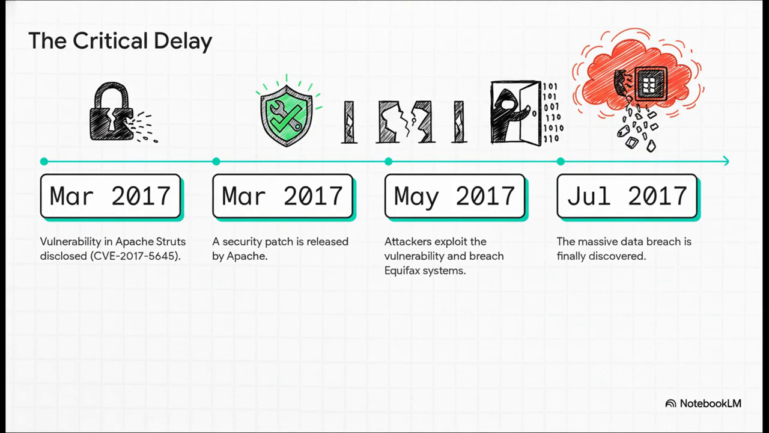And this timeline, this is where the story gets really frustrating. A huge vulnerability was discovered in a popular web framework called Apache Struts in early March 2017. And guess what? A fix was released almost immediately. But Equifax, they just failed to apply it. For over 2 months, they left a known unlocked door wide open on their network. And in May, the attackers walked right on in.